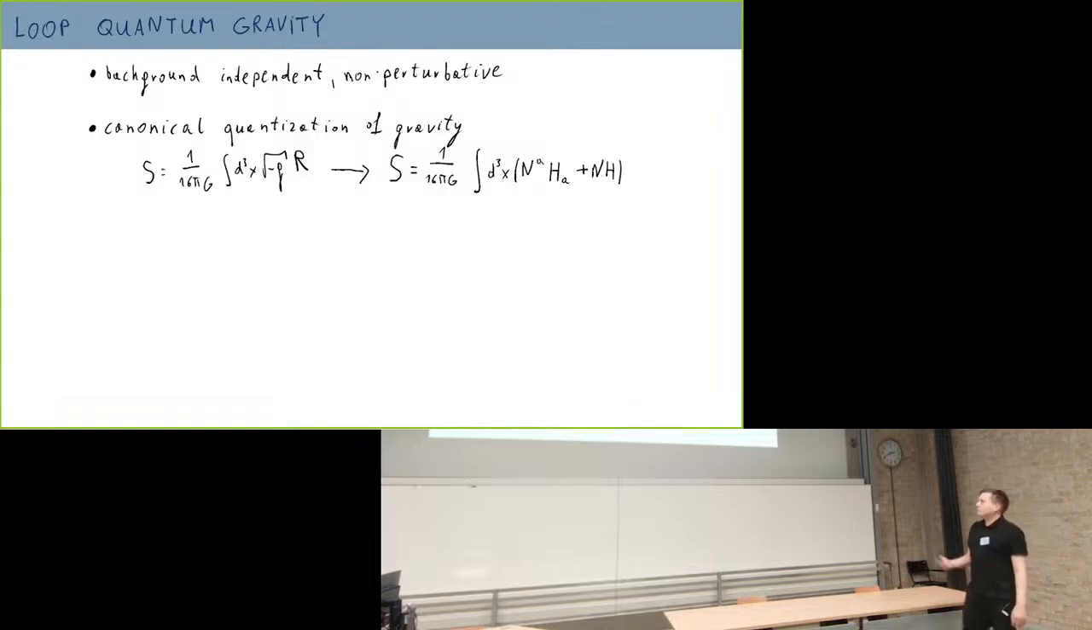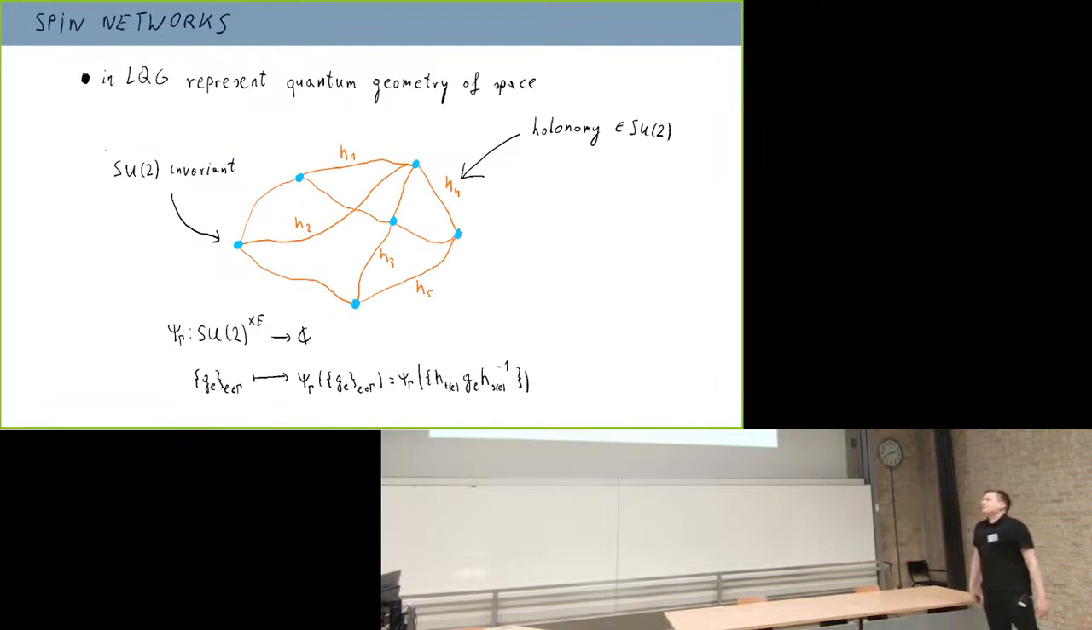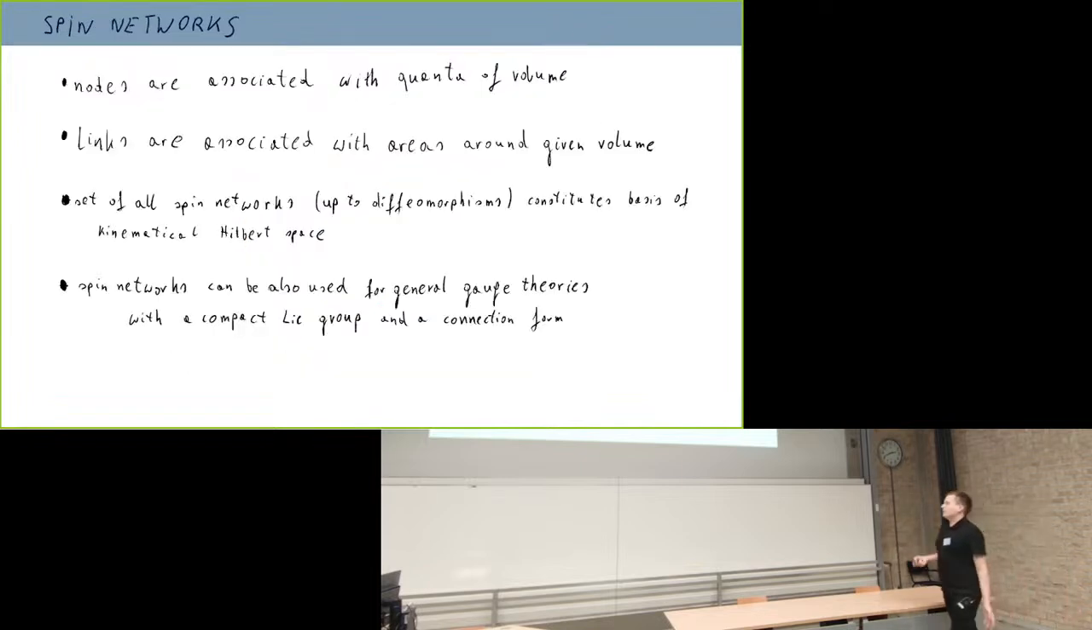It is based on the Hamiltonian formulation, and thanks to Ashtekar variables, it expresses gravity as an SU(2) gauge theory. In loop quantum gravity, the quantum geometry of space is described by spin networks, which are graphs with holonomies on links and SU(2) invariant nodes. And these nodes are associated with quanta of volume. It is also worth mentioning that spin networks can be used for general gauge theories with a compact Lie group and a connection form. So our methods, in principle, can be applied also to other gauge theories.